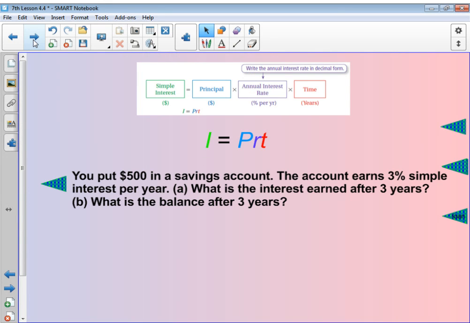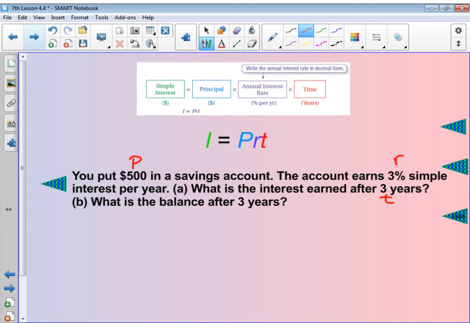Now, sometimes they're going to give us that in story problem format. So once again, having to go through and kind of identify the information. So it says you put $500 in the savings account. So there's our principal, right? So I'm going to label as I go. The account earns 3%. So 3%, our percentage is always our rate per year. What is the interest earned after 3 years? So there's our time. And then it also asks, what is the balance?